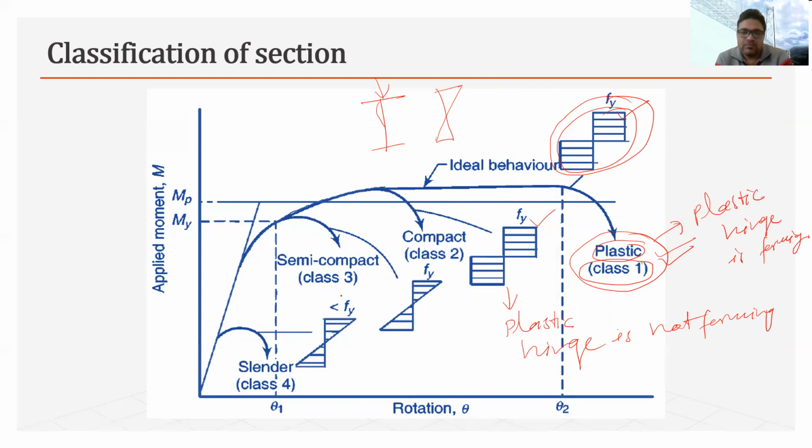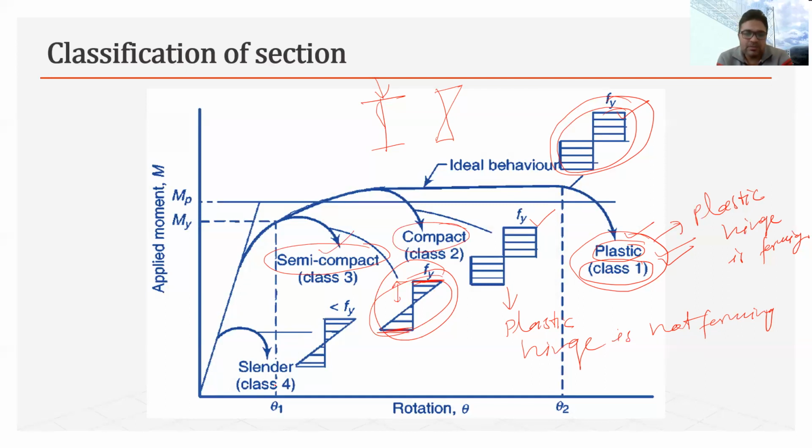Similarly, the third part, this one. In class 3, you can see here that the outermost part is reaching the yield strength, but the lowermost part is not reaching plastification. And before that, it is failing or buckling. So this becomes class 3, which is called semi-compact. So class 1 is called plastic, class 2 is called compact, and class 3 is called semi-compact.